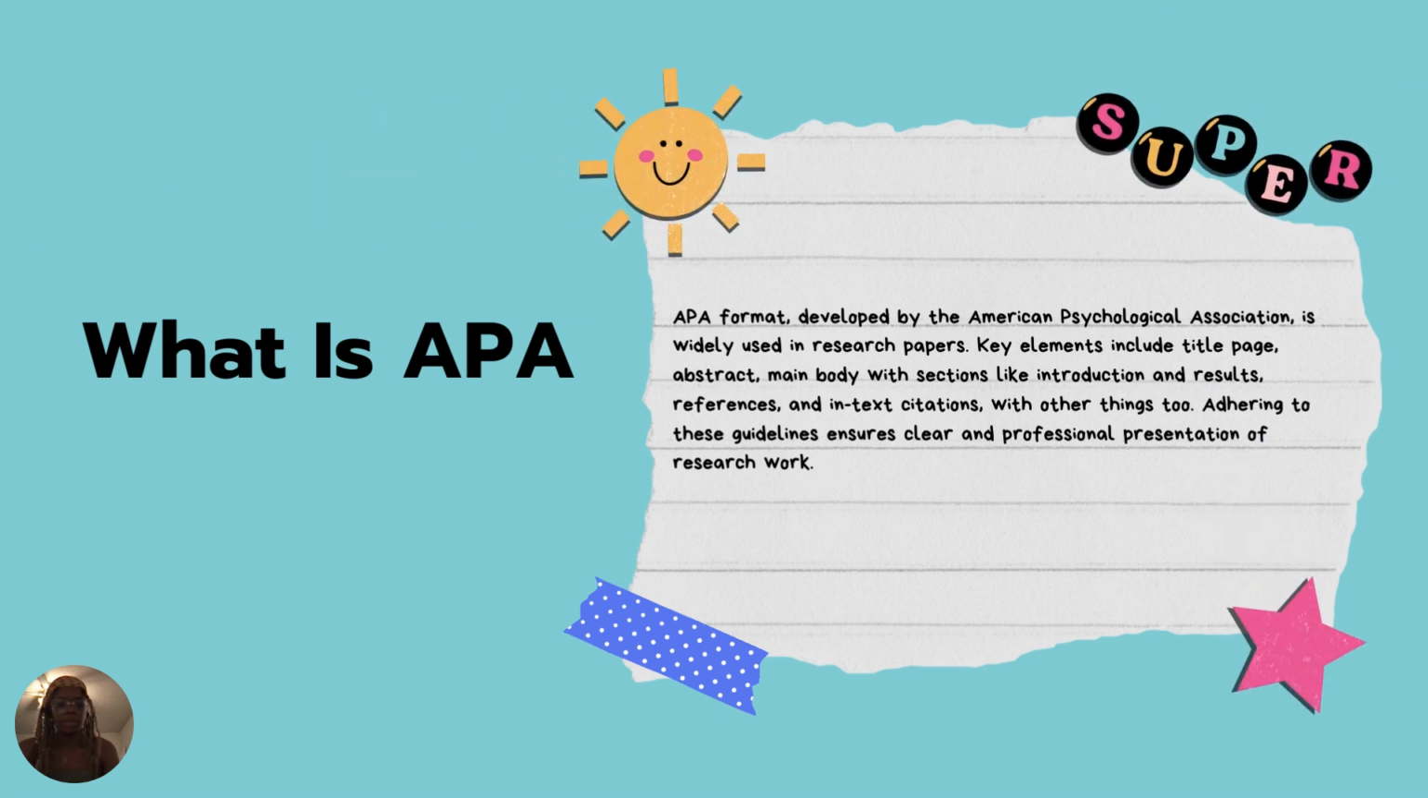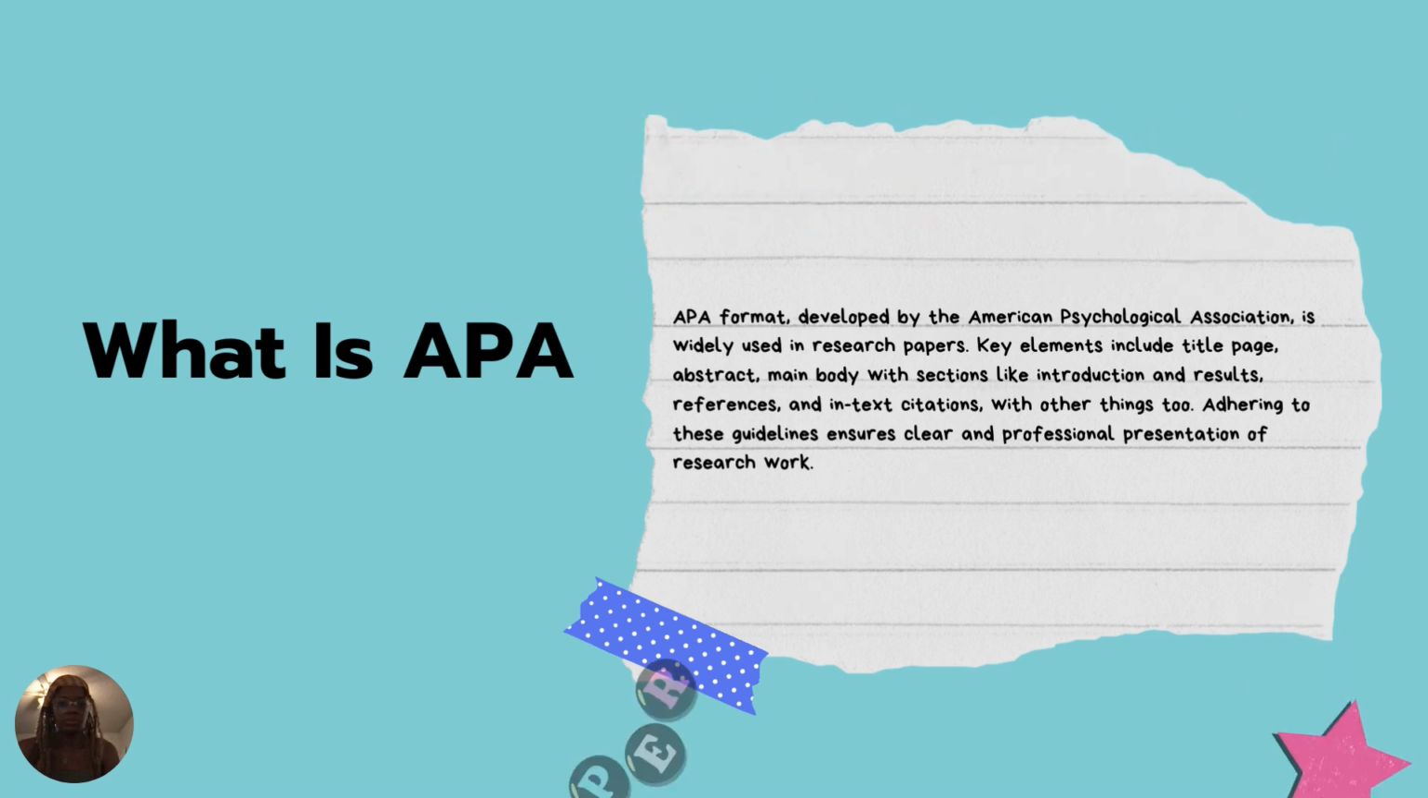What is APA? APA format, developed by the American Psychological Association, is widely used in research papers. Key elements include the title page, abstract, main body sections like introduction, results, references, and in-text citations, with other things too. Adhering to these guidelines ensures clear, professional presentation of the research work.